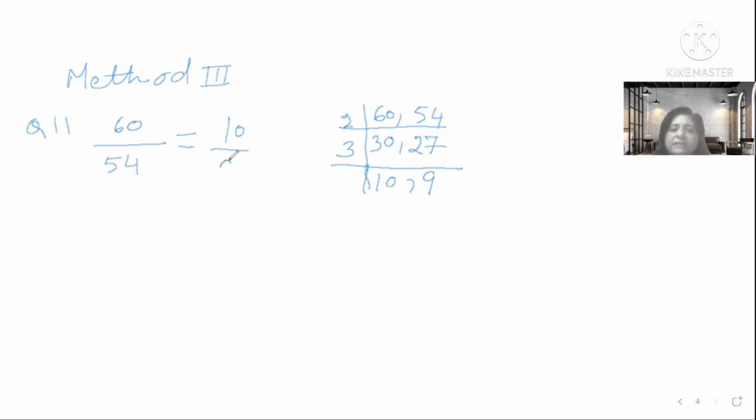So these are the last quotients. So what is the simplest form? Here we get the first number in the numerator, that is 10, and the second number in the denominator, that is 9. So the simplest form is 10 upon 9. So this is the third method. So you can solve the questions like this also. Let us take one more question.